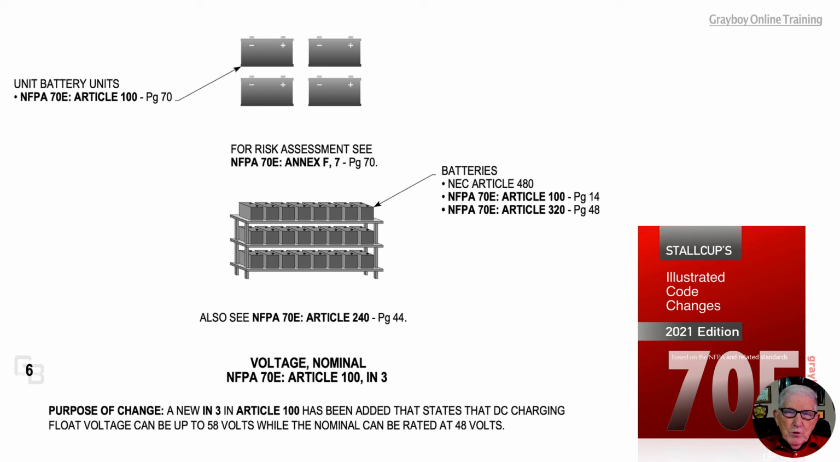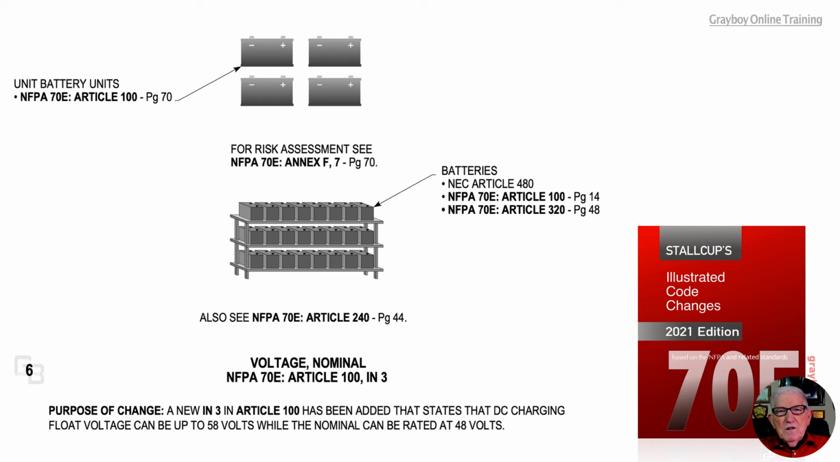Now, Article 320 on page 48 deals with batteries, along with Article 240 on page 44 of NFPA 70E. Also, there's more information about maintenance of batteries in NFPA 70B, the table and Annex Table L.1 to be specific.